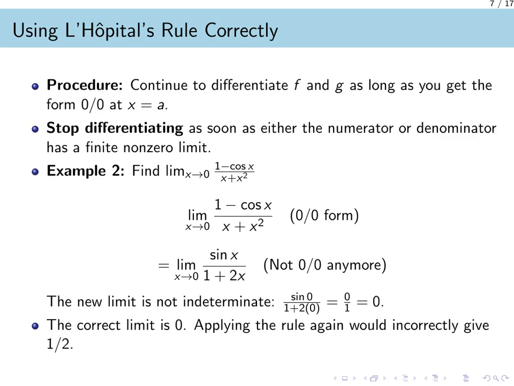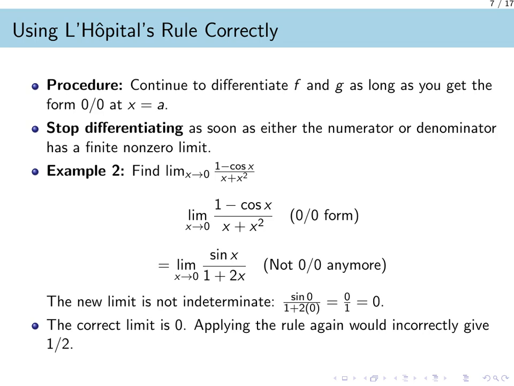For example, consider the limit as x approaches 0 of the fraction with numerator 1 minus cosine of x, and denominator x plus x squared. Applying the rule once gives us the limit of sine of x over the quantity 1 plus 2x. If we substitute 0 into this new expression, we get 0 over 1, which equals 0.